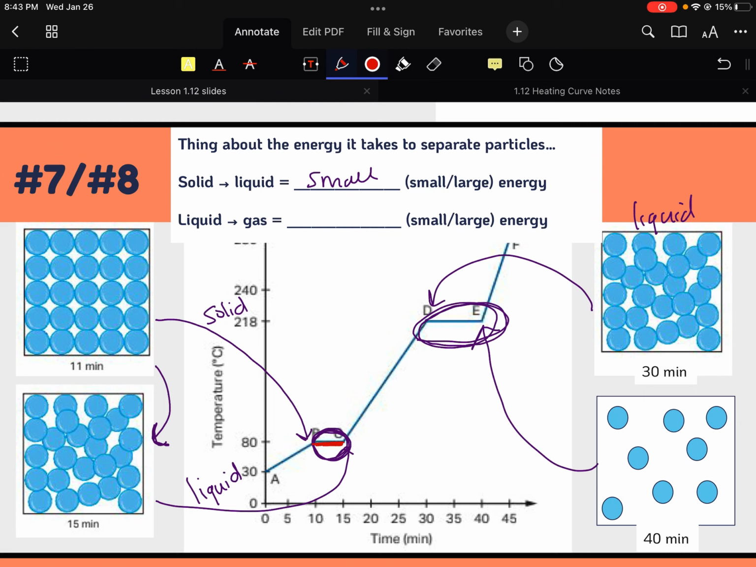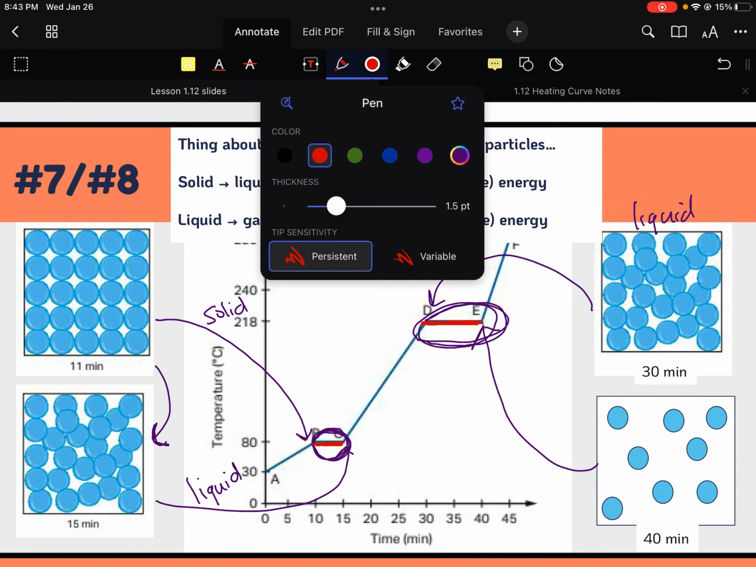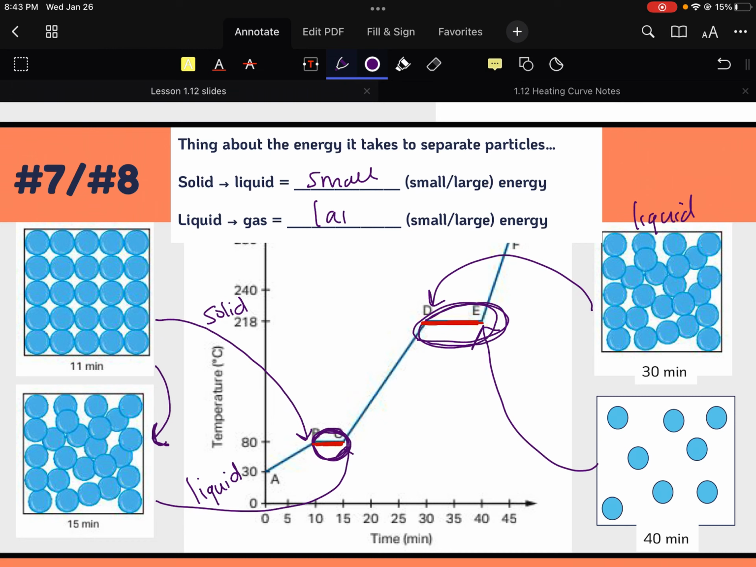Right here my line is pretty short, but when I start looking from a liquid to a gas, now I have this really long line. So that means it must be needing more energy in order to separate those particles. If we look at the difference between a liquid and a gas, now I have all of the separation between these particles. So that's a huge amount of separation, whereas if I compare a solid to a liquid, it's not separating quite as much. Some of these are spreading out, but they're not spreading out as much as a gas.